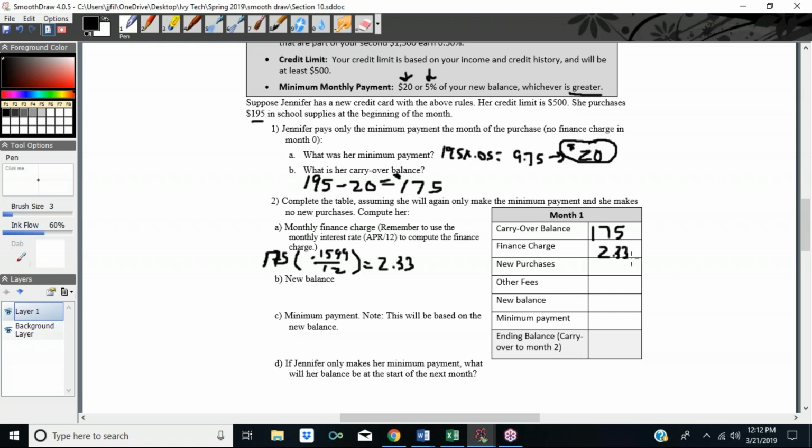That makes sense, Megan. All right. So no new purchases, no other fees. So the balance is going to be $177.33.